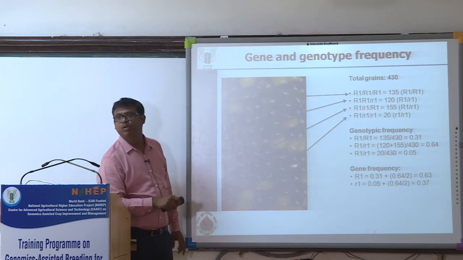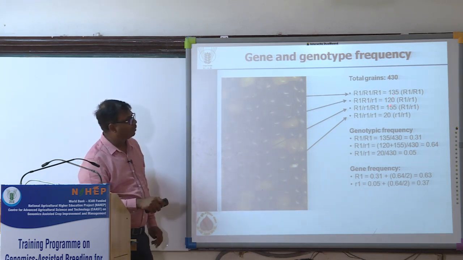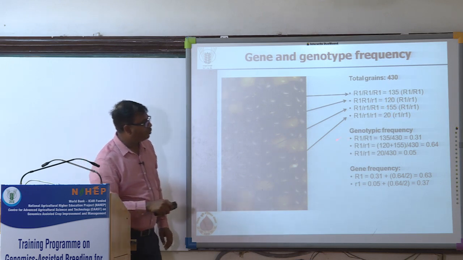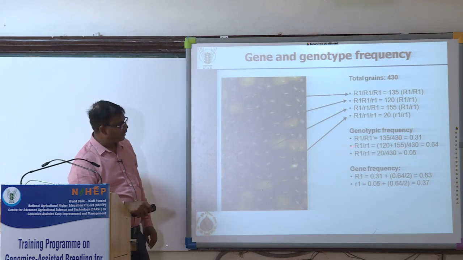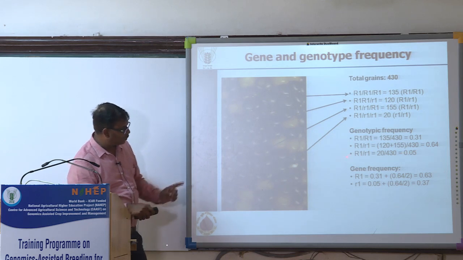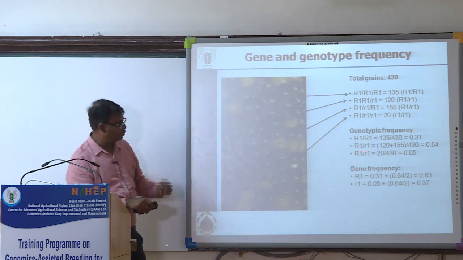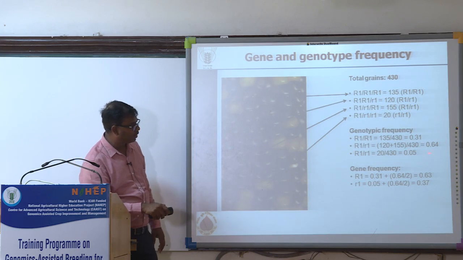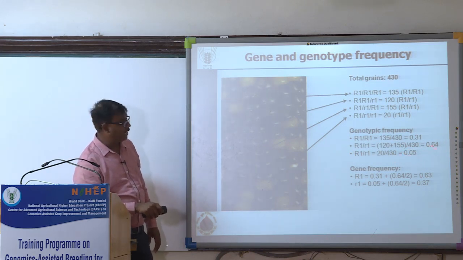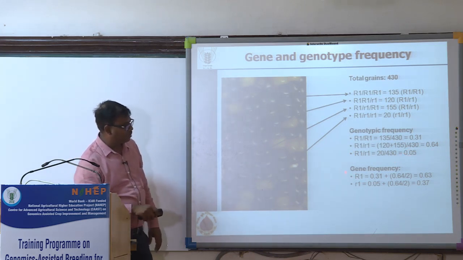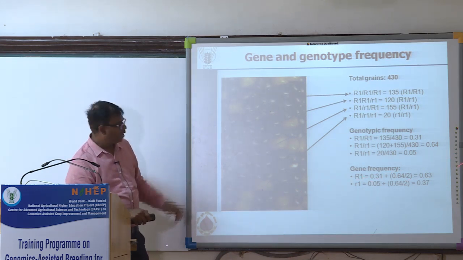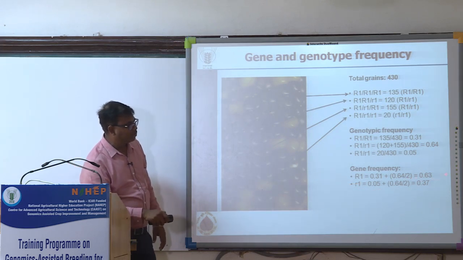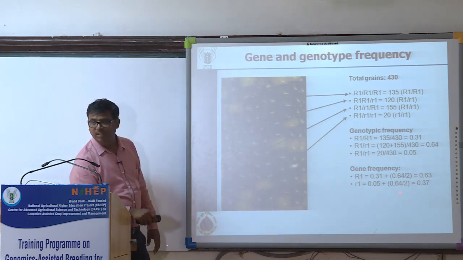Suppose you have taken a sample of 430 and these are your numbers. You can calculate the genotypic frequency as 135 by 430, that is 0.31. You can calculate the genotypic frequency of heterozygote as 0.64, and the recessive homozygote, small r1 r1, is 0.05. And if you know the genotypic frequency, you can calculate the gene frequency also, that is the homozygote plus half of heterozygote. So here the frequency of capital R1 allele is 0.63, and here it is 0.37.